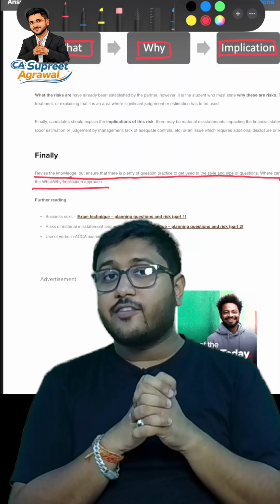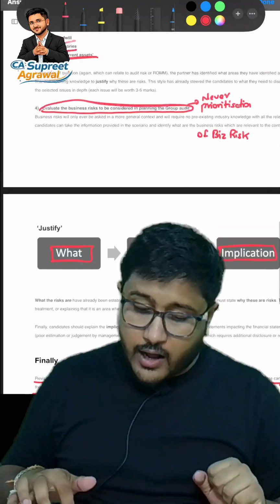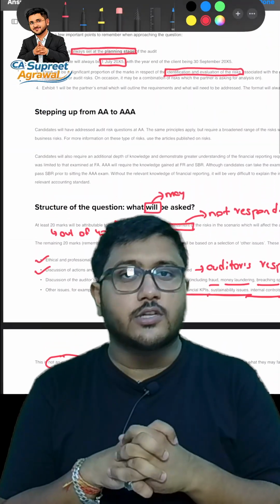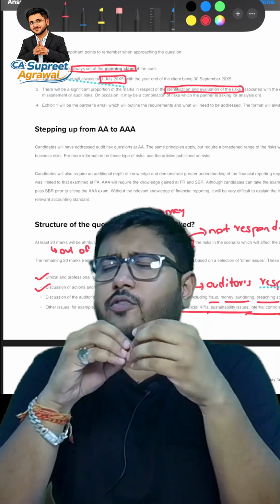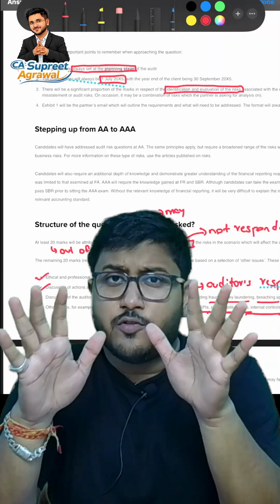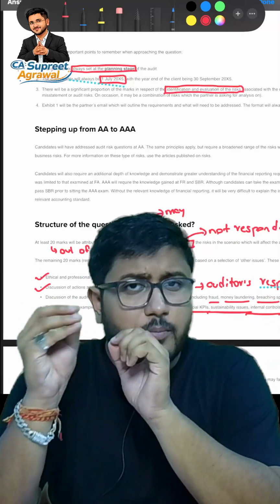With this, I have completed the discussion of how you need to approach the Section A question in case of AAA. Now, my dear friends, if you are an AA or AAA student and if you have any queries, please feel free to post them in the comment section.